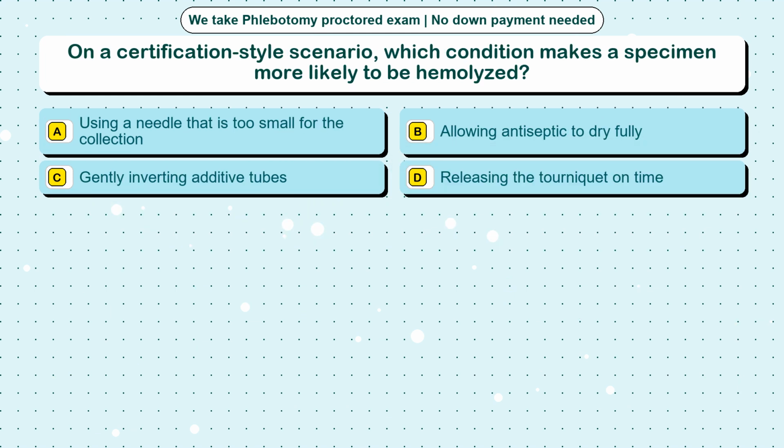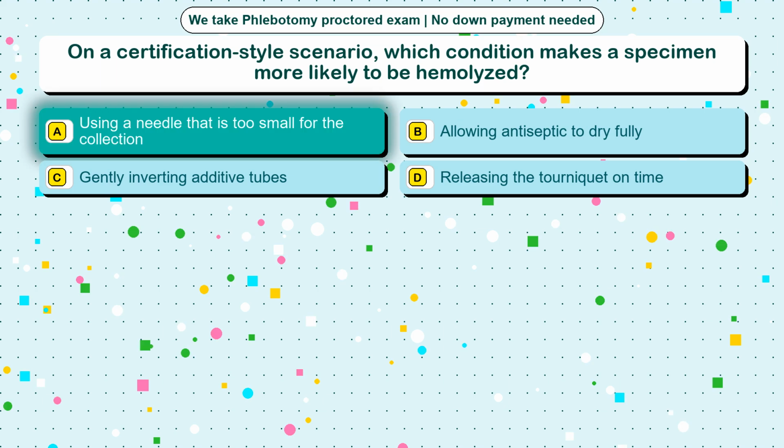Question 71. On a certification-style scenario, which condition makes a specimen more likely to be hemolyzed? Option A, using a needle that is too small for the collection. Option B, allowing antiseptic to dry fully. Option C, gently inverting additive tubes. Option D, releasing the tourniquet on time. The correct answer is option A, using a needle that is too small for the collection.